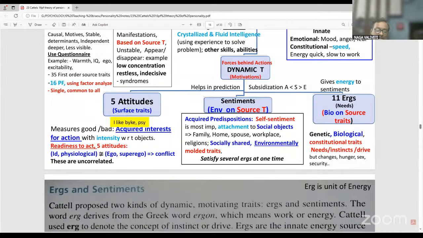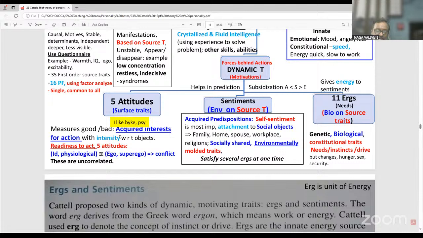Then attitudes are nothing but surface traits. All others are source traits. These traits are acquired and this is innate. Ergs are nothing but needs. Erg is a unit for measurement of energy. This is the energy. Ergs, the basic needs, give the energy to the sentiment. That sentiment gives you attachment. For that, you will be moving. For that, whether you do it or not, you will get the attitude.